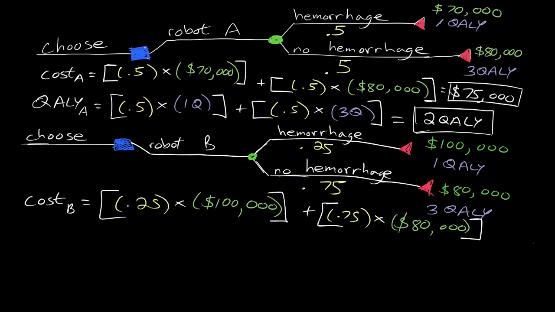You can see me take the weighted average of the costs there, and I'm going to calculate a single cost associated with robot B. That's going to be $85,000. Remember, we said it's got to be between $80,000 and $100,000, closer to the $80,000 because of the higher probability weight on no hemorrhage.